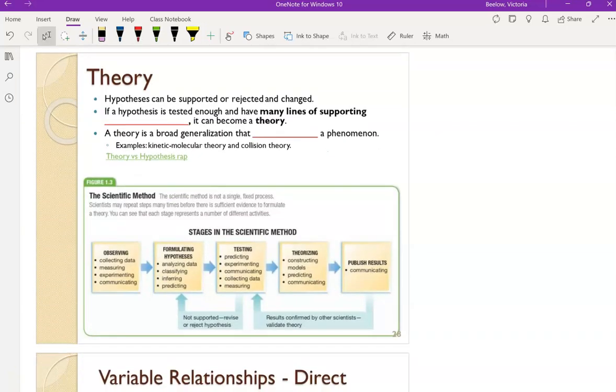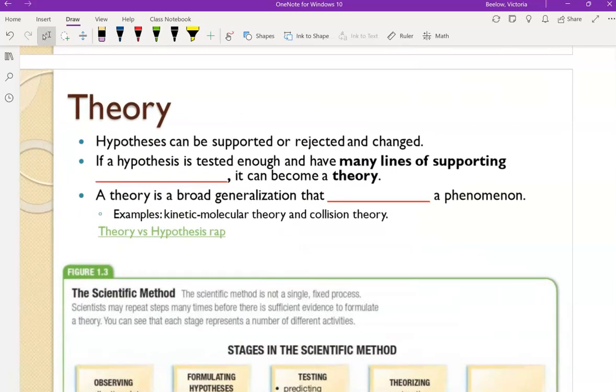So again, hypotheses can be supported or rejected and changed. And if a hypothesis is tested enough and has many lines of supporting evidence, it can become a theory. So again, you need a lot of evidence, okay? You need a lot of data to support that theory.